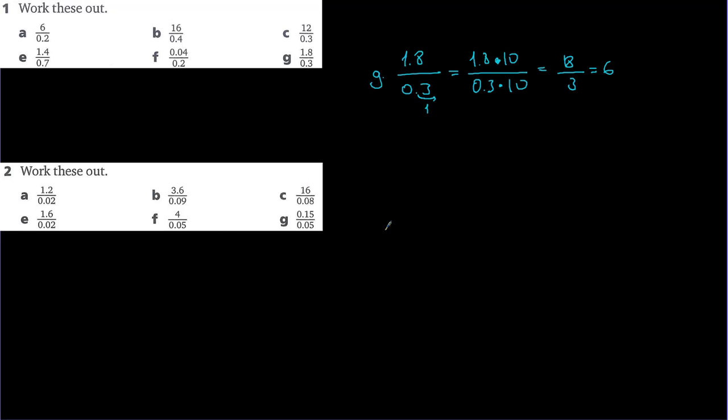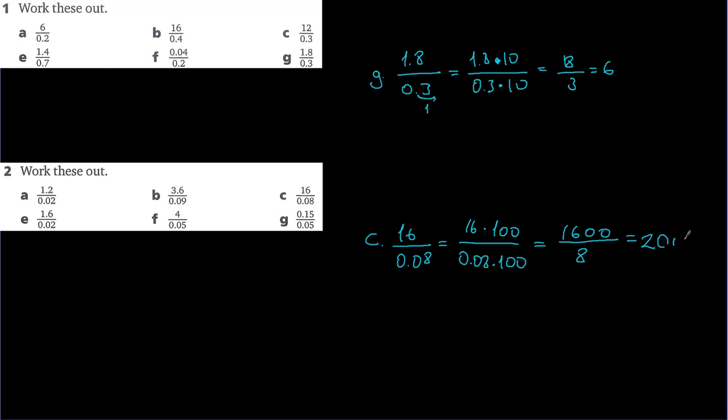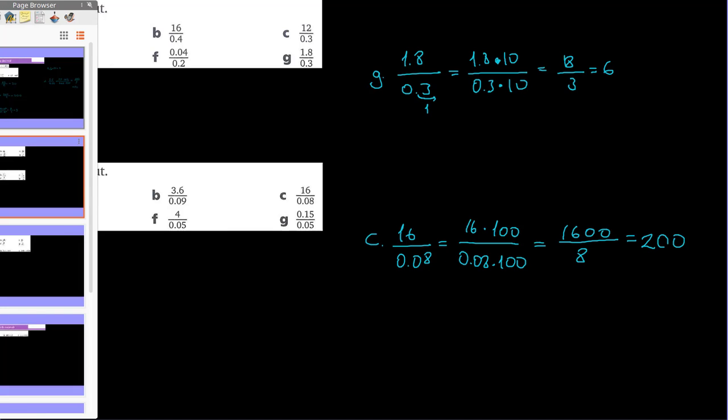Or here, if I solve the C on this page, 16 divided by 0.08, to move this decimal 2 units right, we need to multiply by 100. So if I'm going to move 2 units right, 0.08 times 100, then it's going to be equal to 16 times 100 also, which is 1600, divided by 8. 16 divided by 8 is 2, so 1600 divided by 8 is going to be equal to 200. Simply we can solve the question like this.